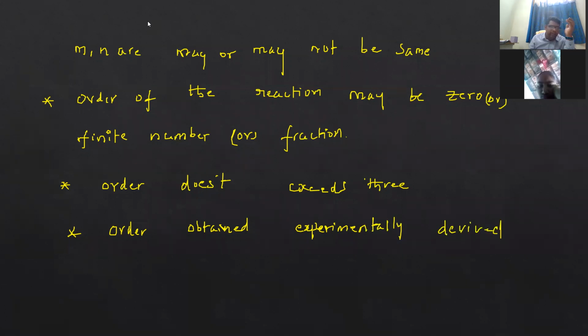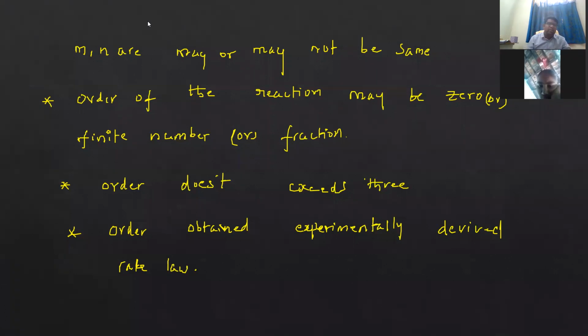So, derived rate law. From the examination point of view, what is the difference between molecularity and order? First, the definition for molecularity and the definition for order of reaction. What is the difference between these two? Molecularity is obtained from the mechanism, whereas order is experimentally derived from the rate law.